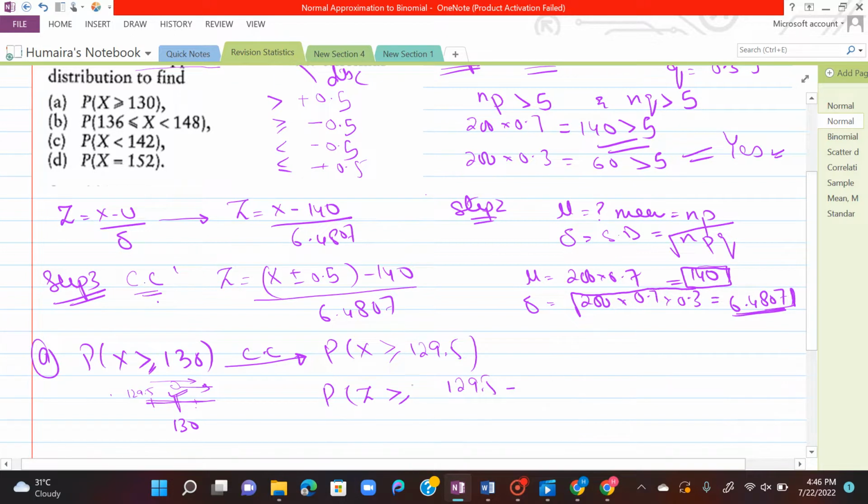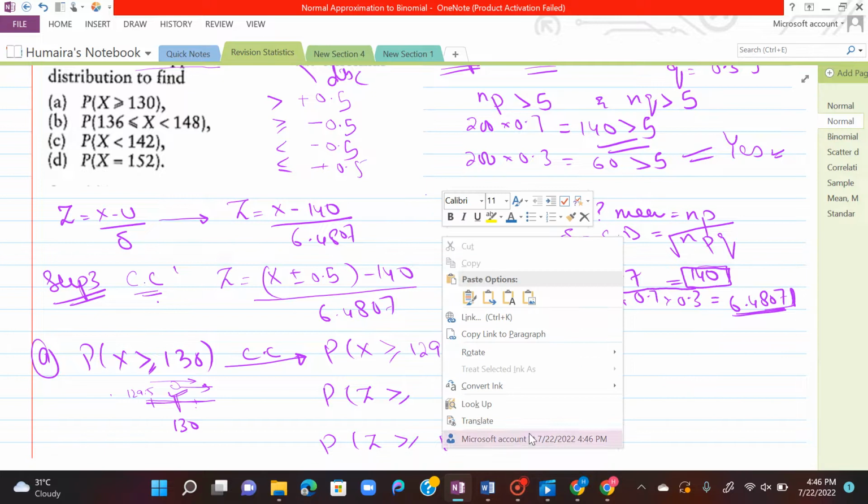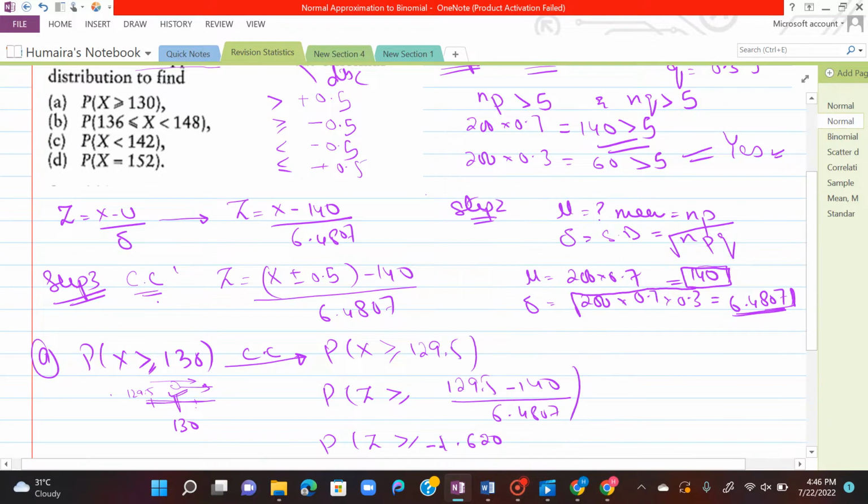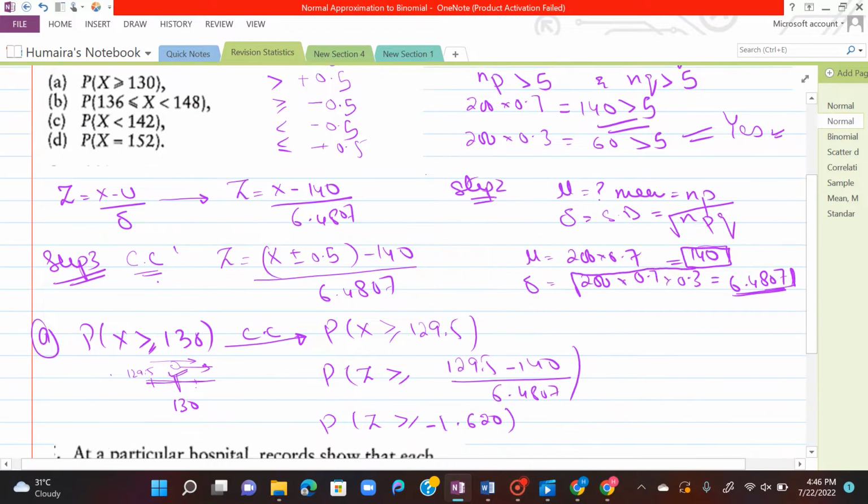129.5. I do not have to write plus minus because I have already done minus. Then minus 140 upon 6.4807, that gives me z greater than equal to, just put it in the calculator, and this answer is 1.62 with the negative sign. So the rest of the working after that is the same old one.